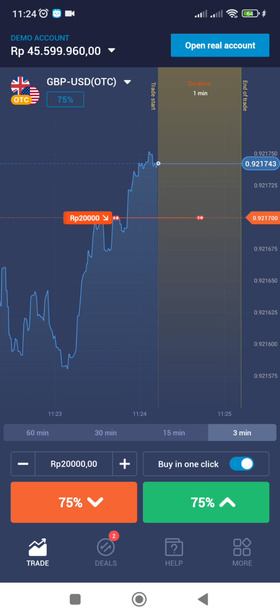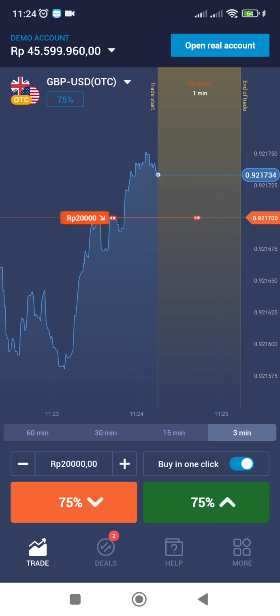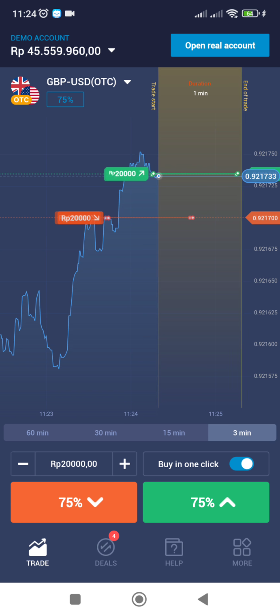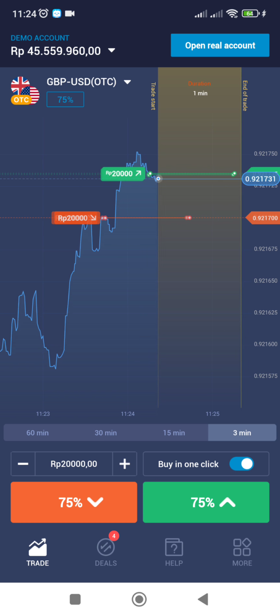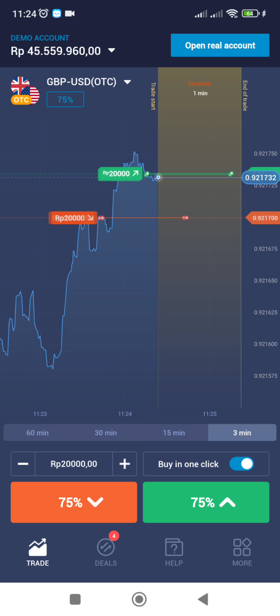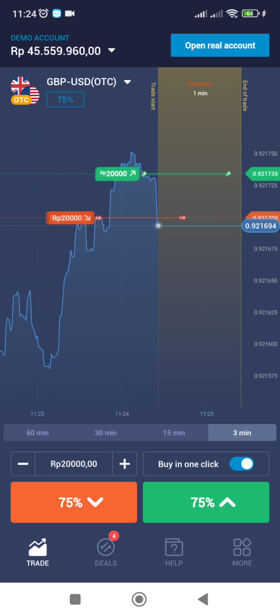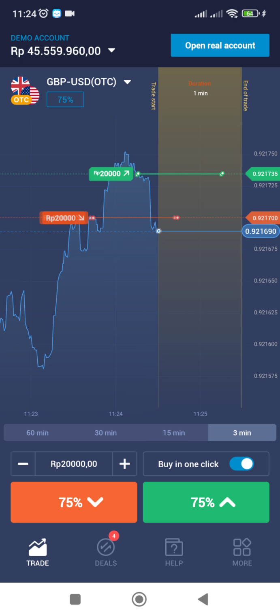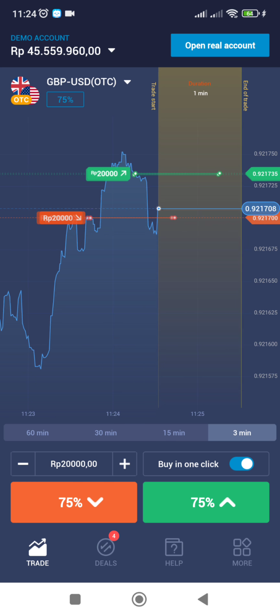Remember, never ever trade candlestick patterns in isolation. This means that if you see a bullish engulfing pattern on your chart, don't just blindly go long. This is not enough. It doesn't give you an edge in the markets.